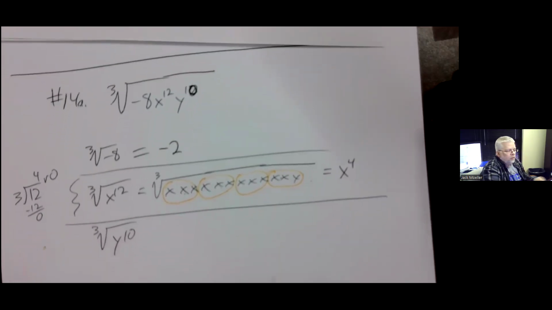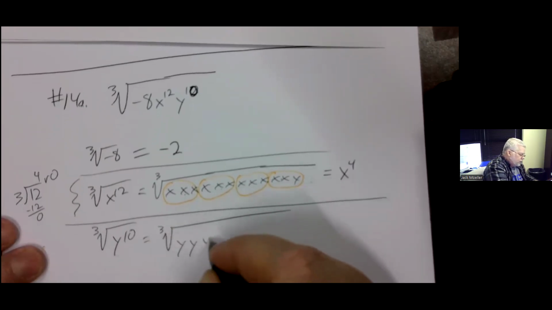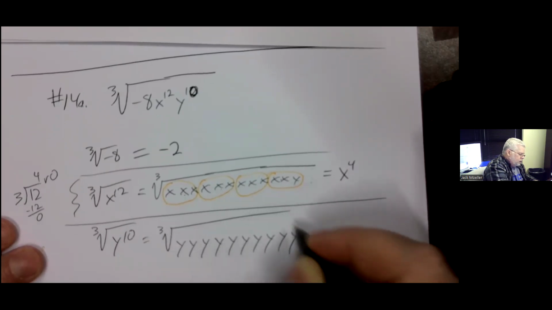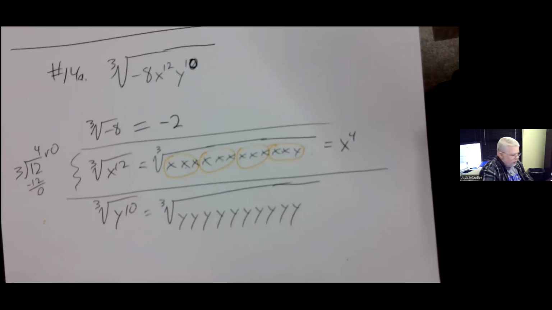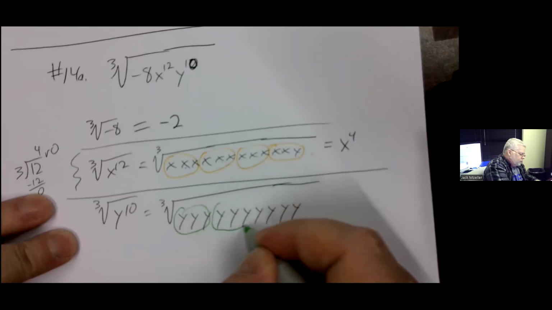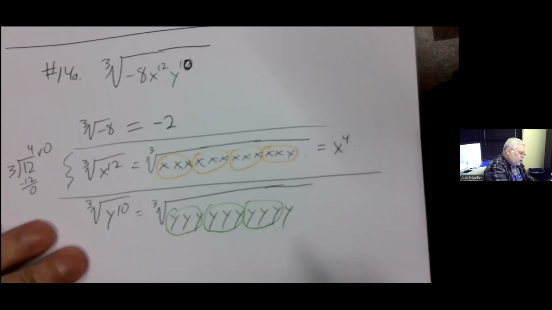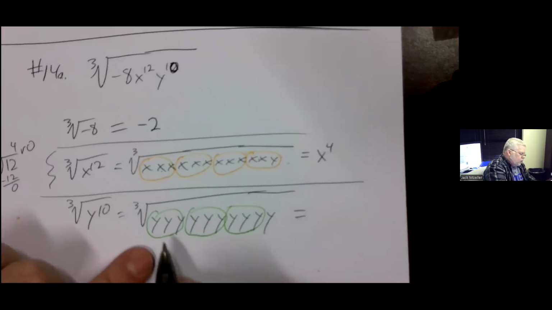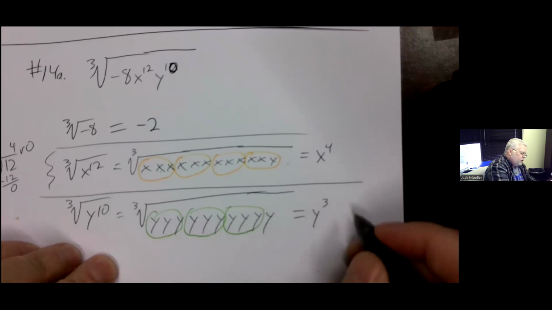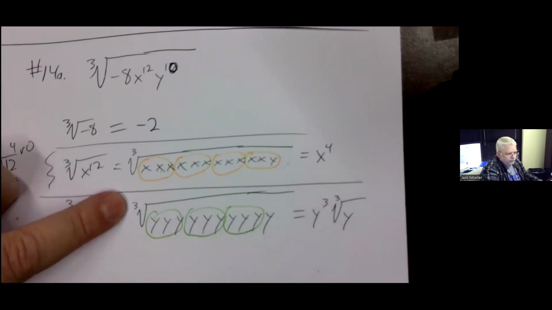All right, so what about the cube root of y to the 10th? Again, I want to do this both methods just to show you. 1, 2, 3, 4, 5, 6, 7, 8, 9, 10. So just like with x, this is cube root, so we're looking for groups of 3. So how does that simplify? We have 3 groups of y, so it'll be y cubed. What's left over is a single y. This is a cube root, so don't forget your cube root.